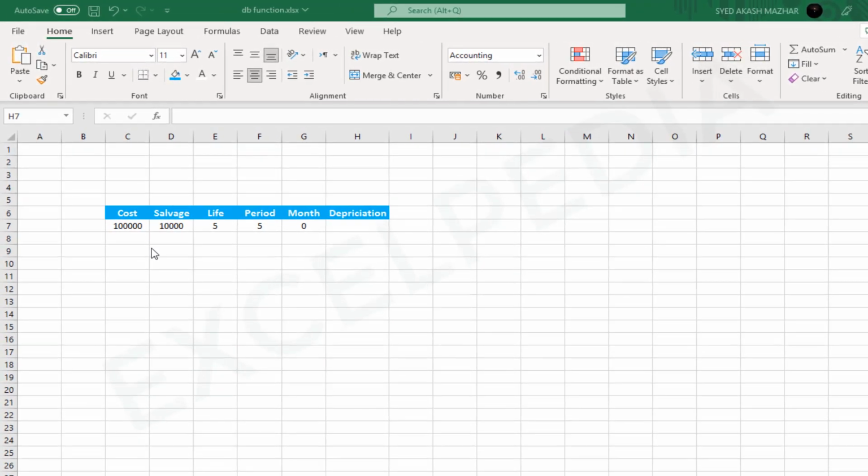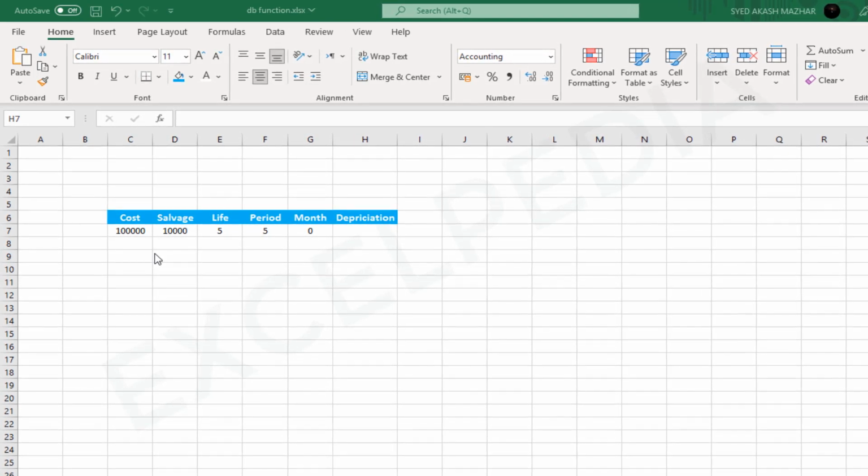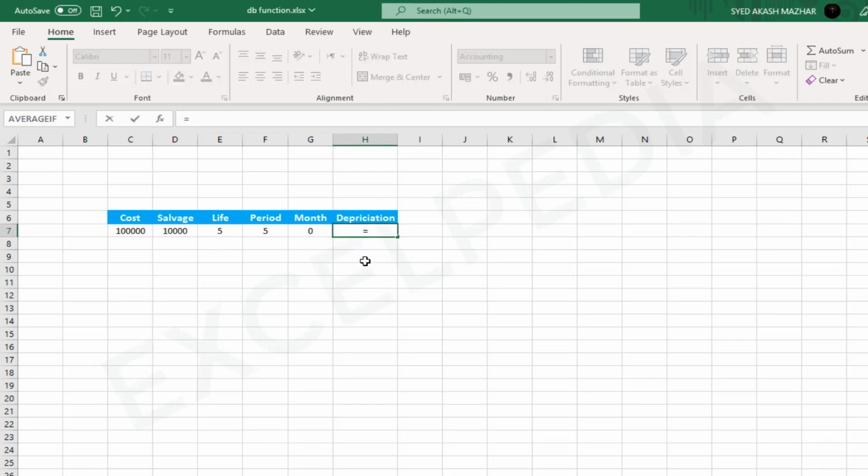First example. Assume we want to figure out how much a $100,000 asset will depreciate over time. After 5 years, the asset salvage value is $10,000. We'll figure out the depreciation for each of the 5 years. Because the month input was left blank, the function assumed it was 12 months. We will just change the period for each year.